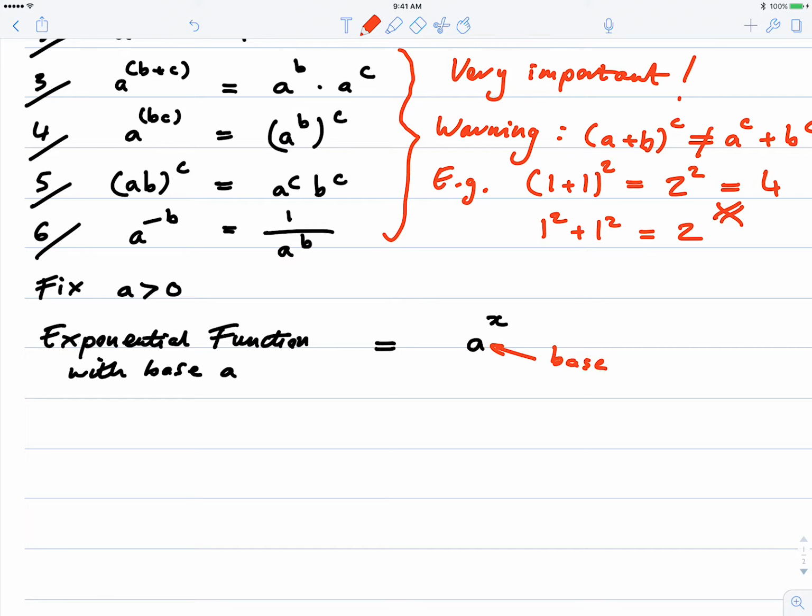The base here is a fixed number. In a power function, the base is varying. This thing on top is called the exponent. So in an exponential function, it's the exponent that is a variable and it's the base that is fixed. In a power function, it's the other way around. It's the base that's a variable and it's the exponent that is fixed. These are two very different types of functions.